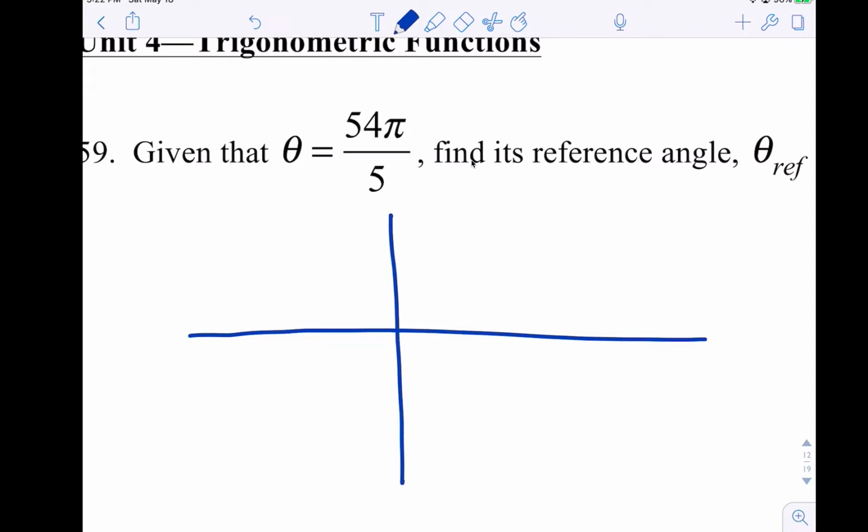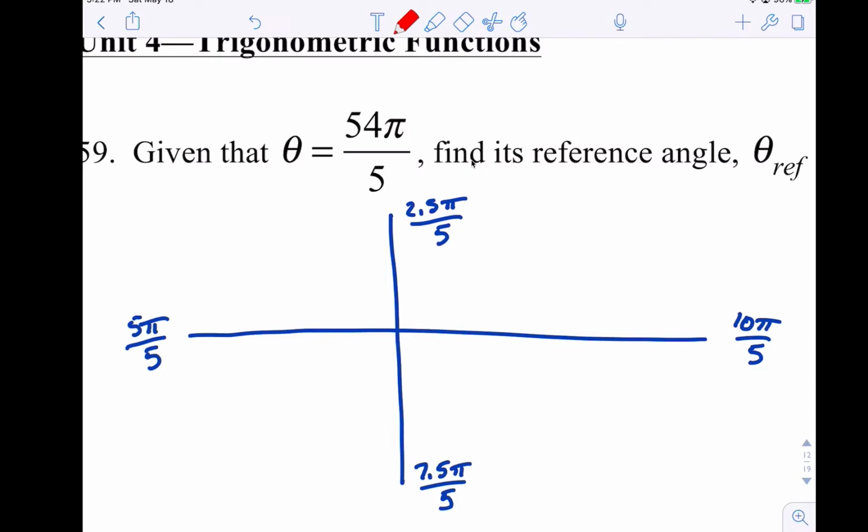Alright, so since I'm doing pi over 5, I know that 2 pi is 20 pi over 5. Not 15, sorry. I'm screwing up here. It's 10 pi over 5, and pi is 5 pi over 5. And then this is going to be half, and that's half in there. So just so I know where my axis angles are, it gives me an idea of where I should go.